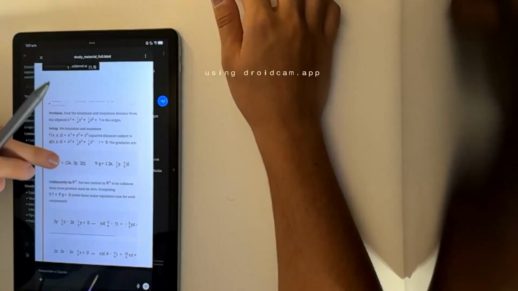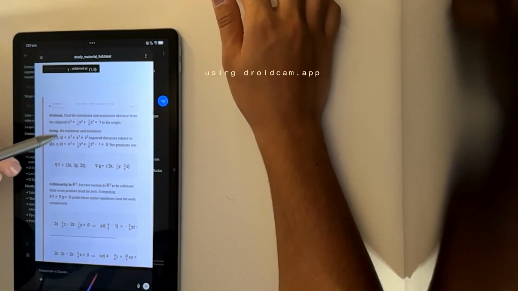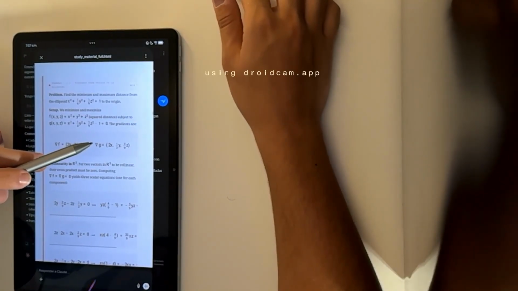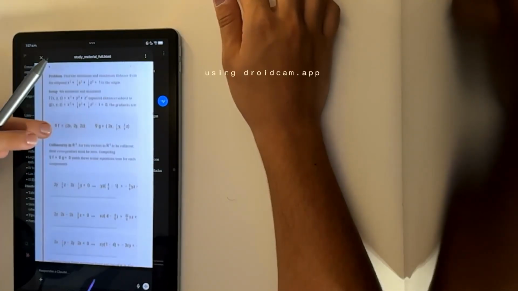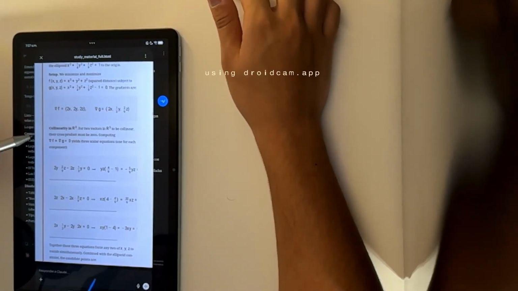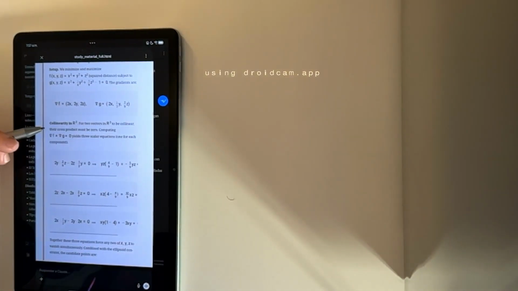the constraint. The gradients are: gradient of f is 2x, 2y, 2z. Gradient of g equals 2x, half y, and 2/9 z. Collinearity in R3: for two vectors in R3 to be collinear, their cross product must be 0. Computing gradient of f cross gradient of g equals 0 yields 3 scalar equations, one for each component.